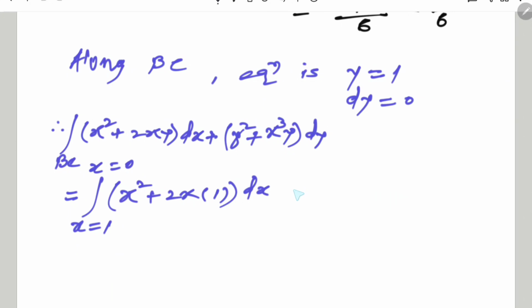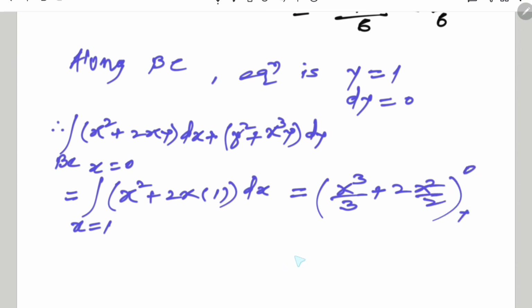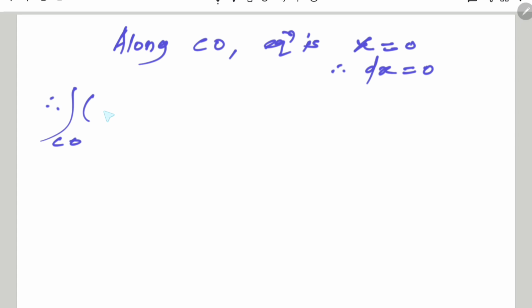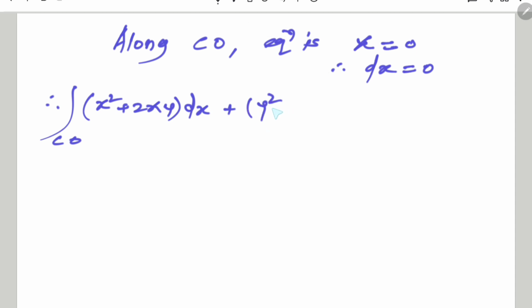x square plus 2x into 1 means x square plus 2x, and its integration with respect to x between limits, as per the direction, is from 1 to 0. Therefore, integrating, we get x cube by 3 as the first term and 2x square by 2 as the second term, 2 gets cancelled, and with limit from 1 to 0, it is 0 upper limit minus lower limit 1 by 3 plus 1, it is 3 plus 1, which is 4 by 3 with minus sign, means it is minus 4 by 3.